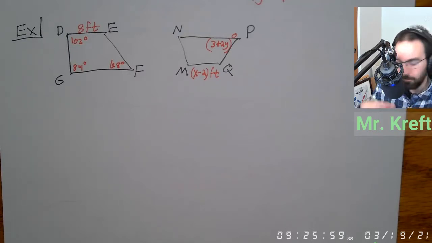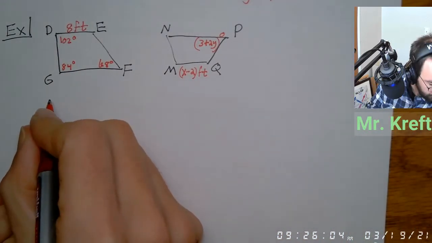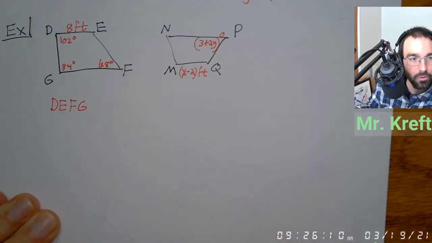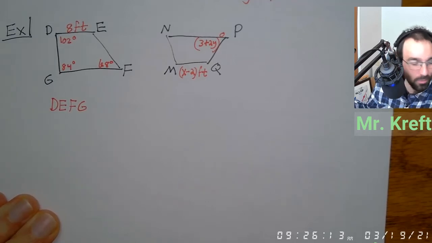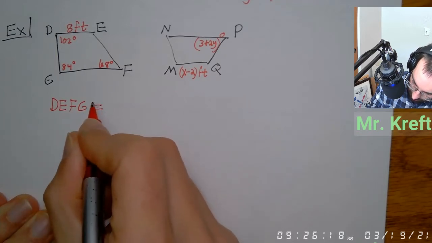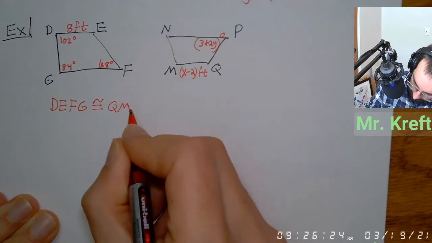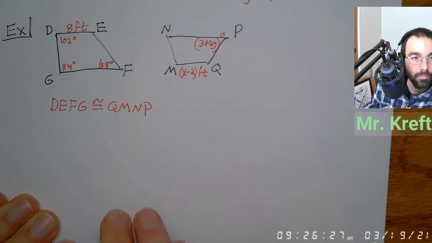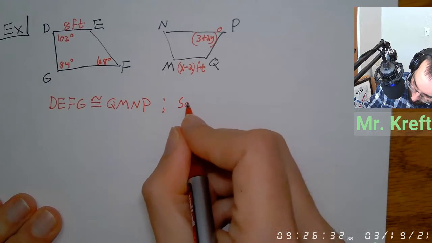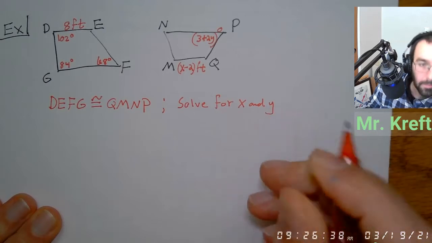Okay. All right. Then, to add some information to this, we're going to say that the shape DEFG, I'm not putting a triangle in front of it because it's not a triangle, right? It has more than 3 sides. So shape DEFG is congruent to shape QMNP. Okay, so there's our congruency statement. So now we're going to solve for x and y.